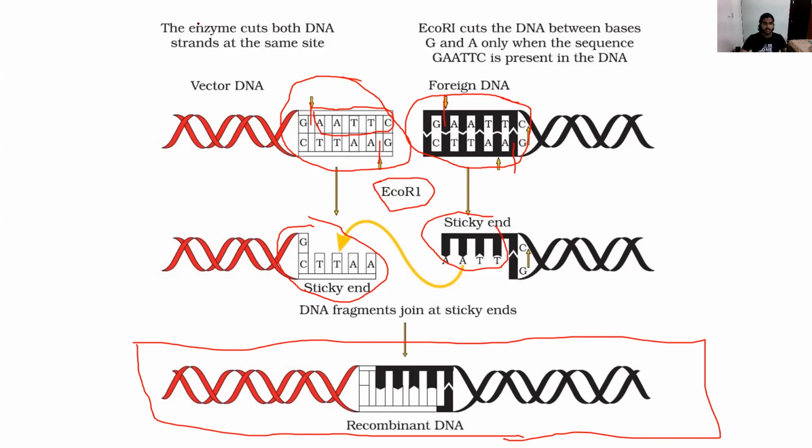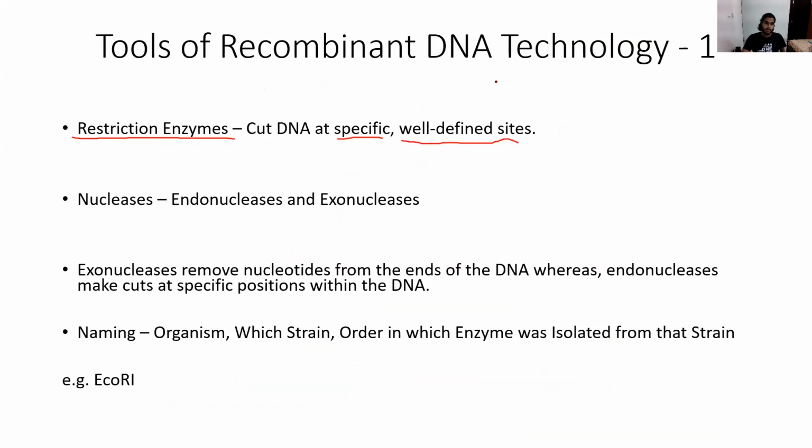So you can see here, the enzyme cuts both DNA strands at the same site. That is a property of the enzyme itself. And this is essentially the definition summarized very nicely for this example. EcoR1 cuts the DNA between bases G and A only when the sequence GAATTC is present in the DNA. Therefore, if you have two different DNA pieces, you can generate sticky ends and you can join them together. So this is the general idea. And now we need to look at some nitty-gritties.